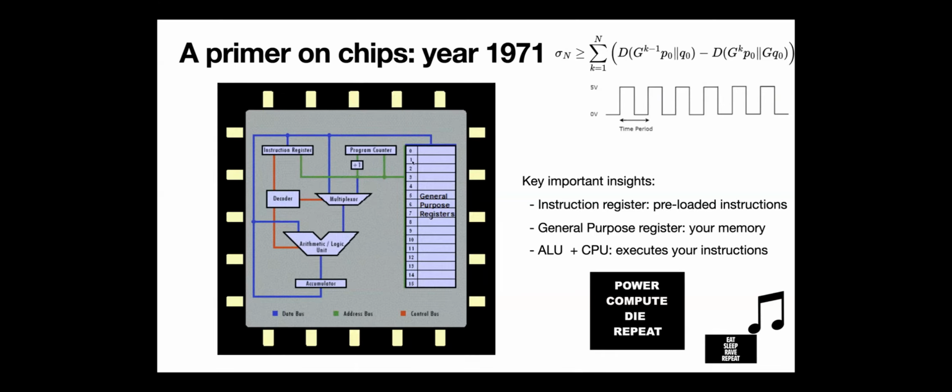This is a model which is very close to the model that we'll describe in a second, which is called a RASP. In it you have a general purpose register and a set of instructions. This is a universal Turing machine, and you still have a program counter that you keep track of. So the mantra here is power, compute, die, repeat. If you know the song, you're probably laughing right now.